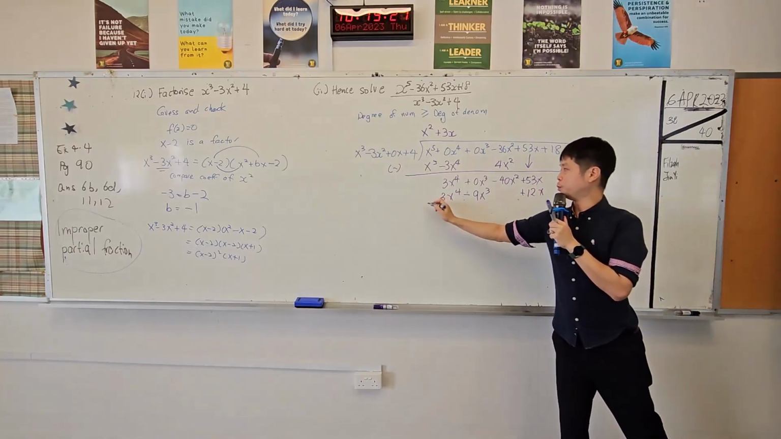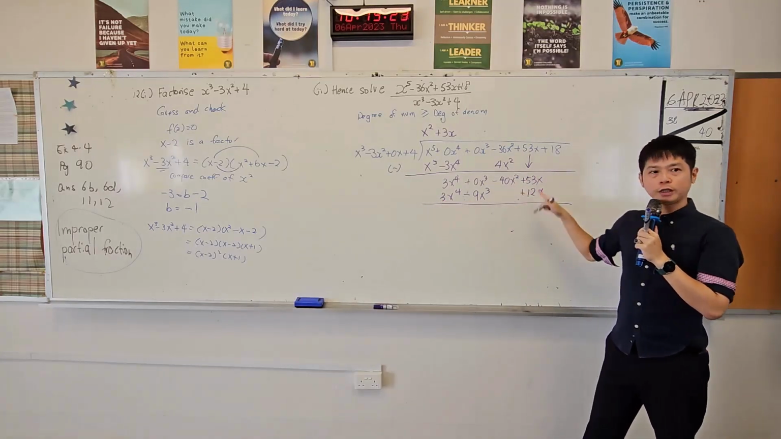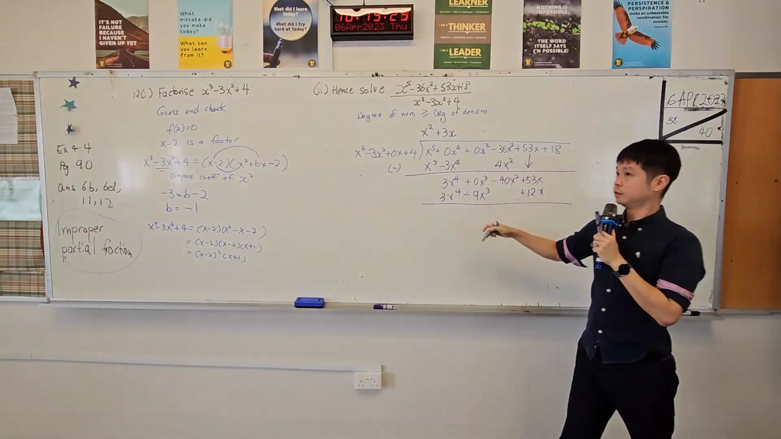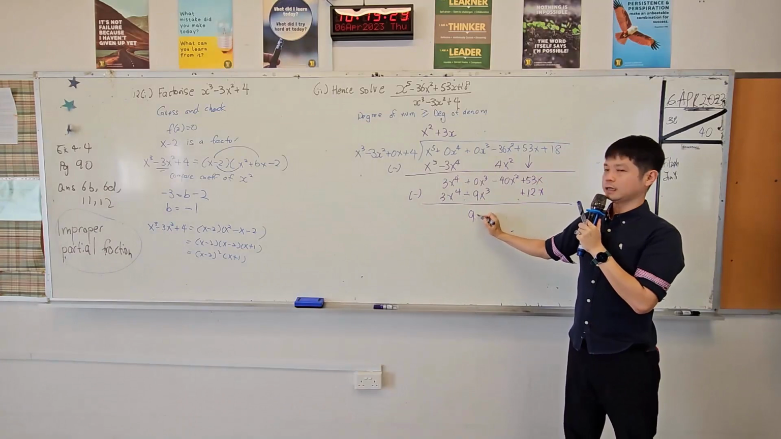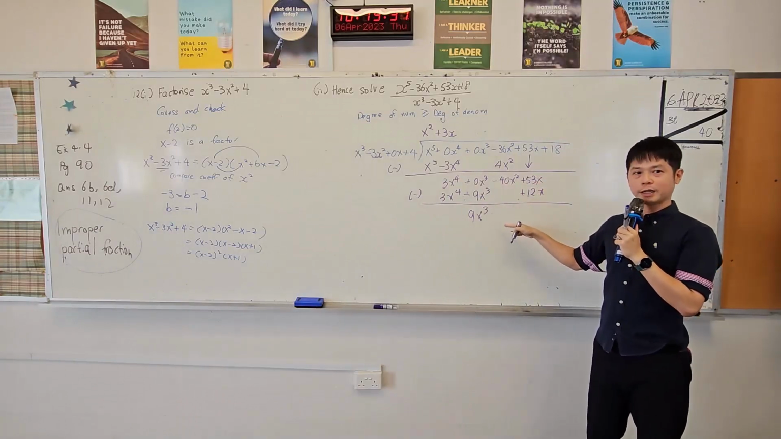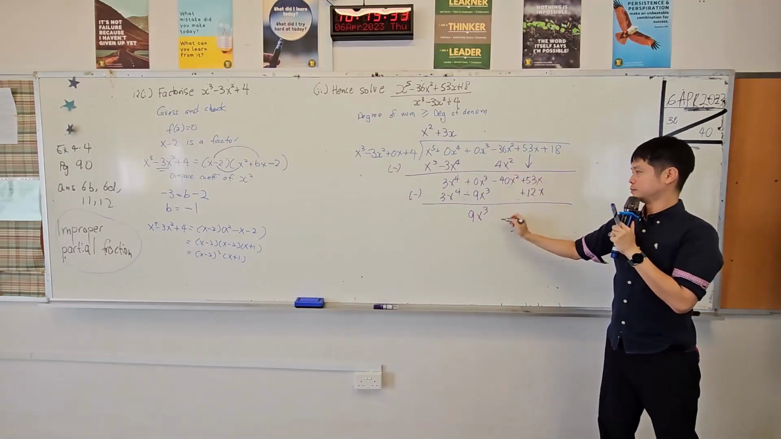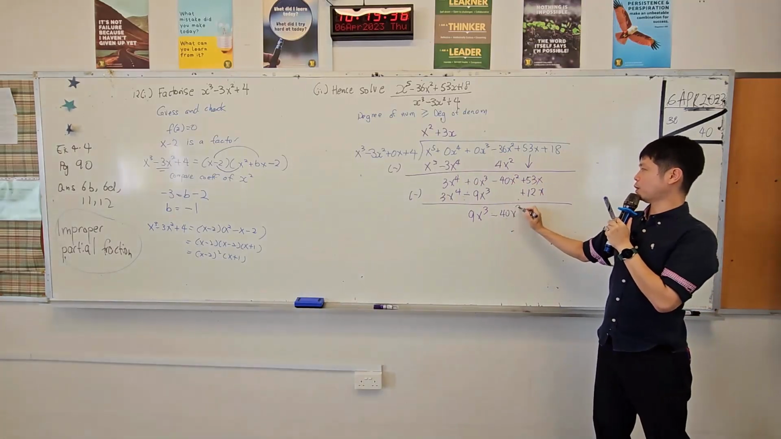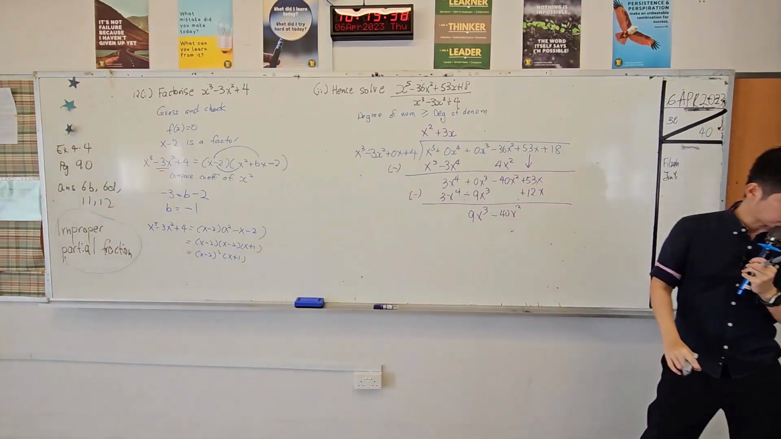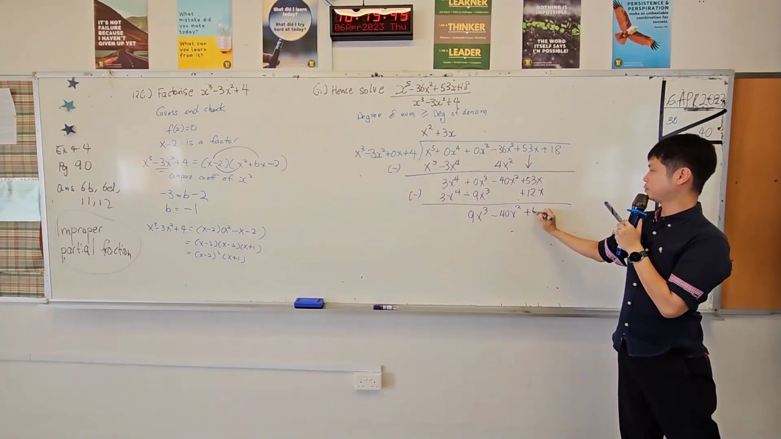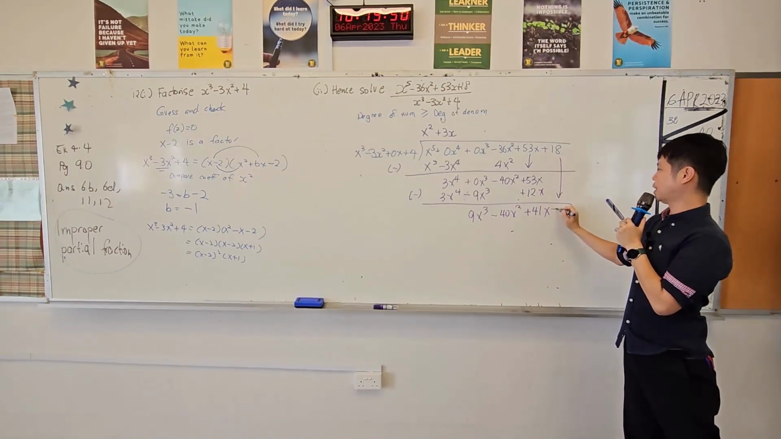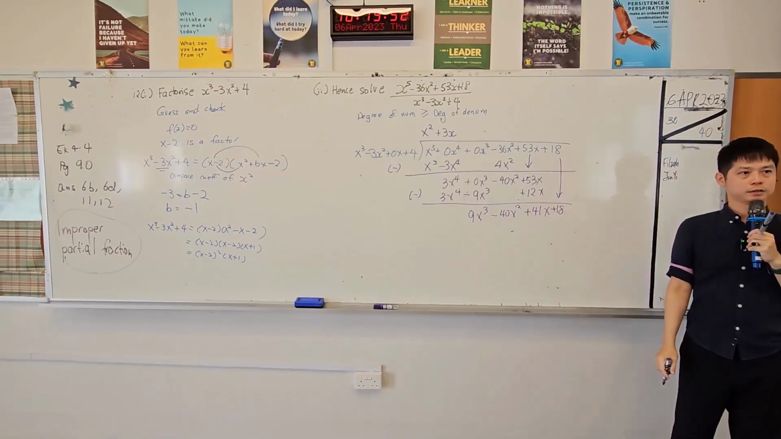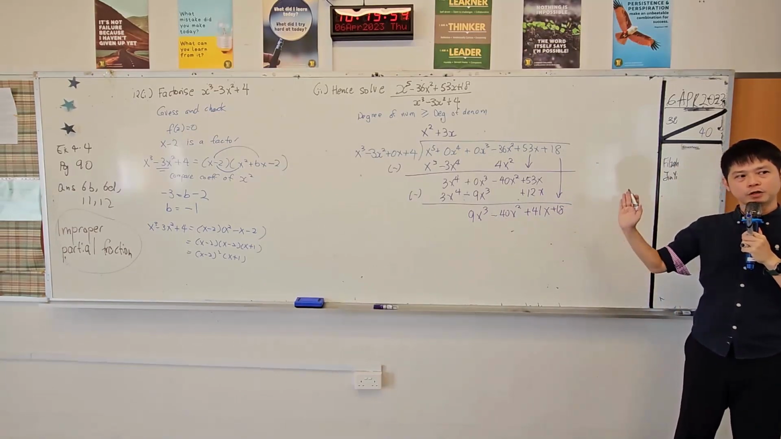Now when you bring it down, every term must be brought down. So I will have 9x cubed, must bring down, right? This is what I mean just now. Minus 40x squared. Now for this, I will have plus 41x. And again, bring down plus 18. So everything must be at the same column.